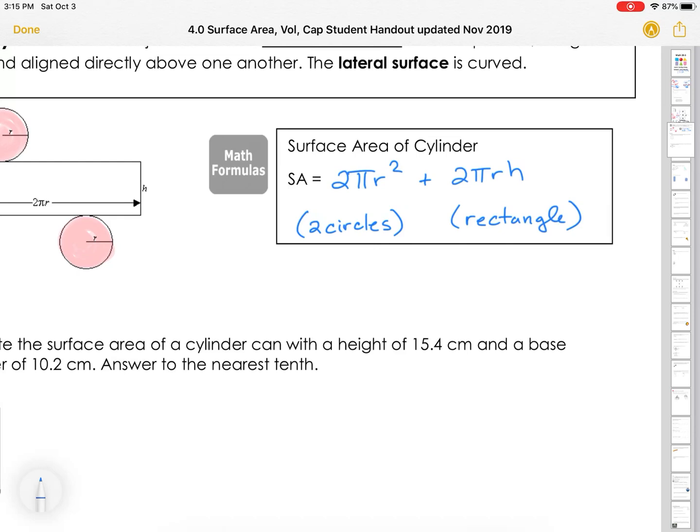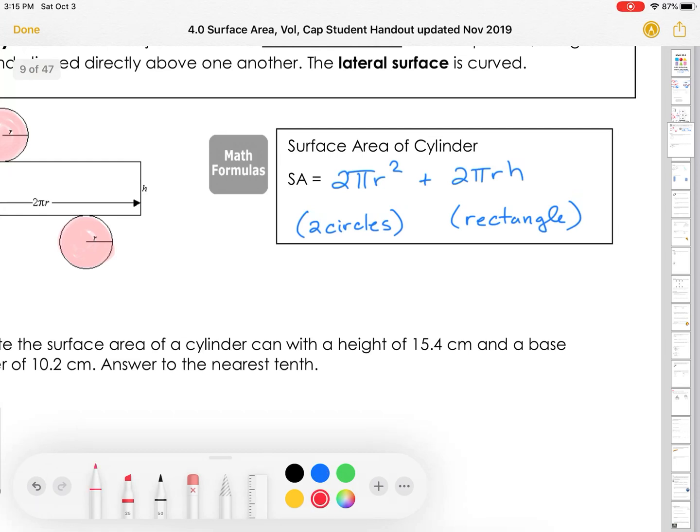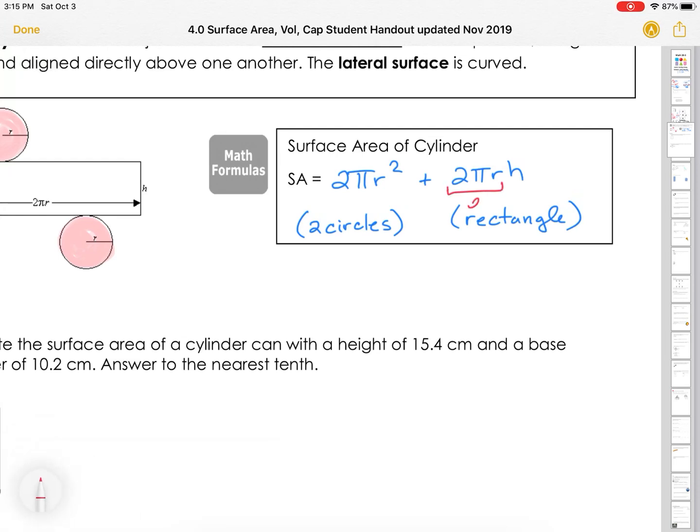Okay. Now, if you want to know how the parts work, the 2 pi r is the length of the rectangle, and the h is the width. So the height of the cylinder is our width. So it's just interpreting them that way.